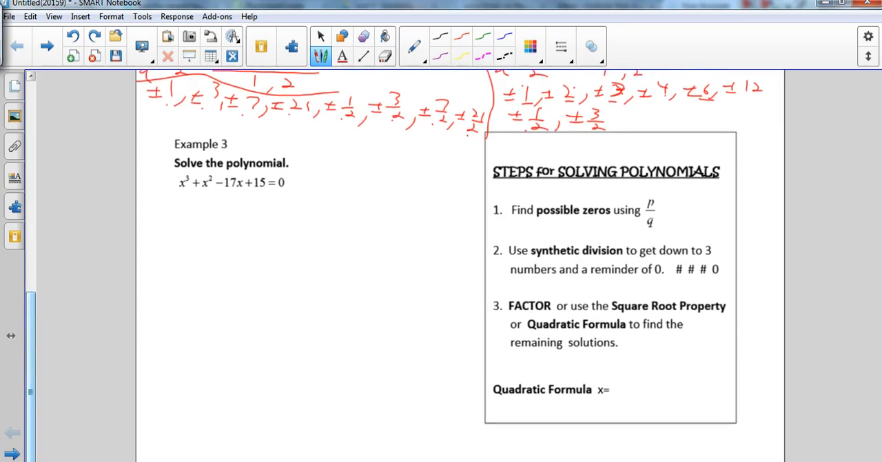So, number 3. We're going to solve the polynomial. Let's see, this box tells us how to do that. Step 1, find all the possible zeros. That's our P. That's our Q. P over Q, 15 over 1. Factors of 15: 1, 3, 5, 15, and 1. So that tells me it's plus or minus 1, plus or minus 3, plus or minus 5, and plus or minus 15.